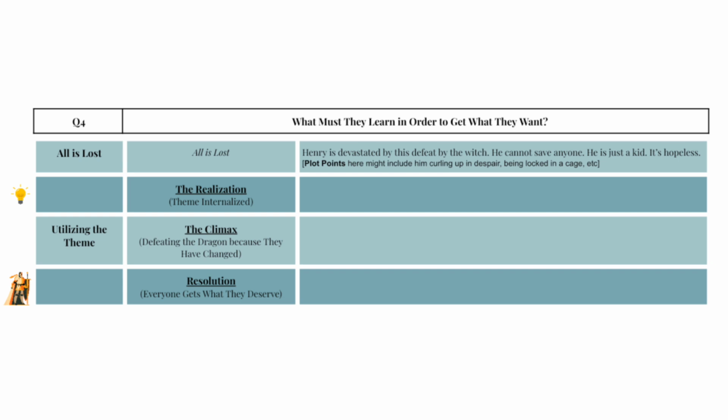So their plan completely failed. They can't save anyone. They can't even save themselves. All is lost. Something needs to happen to push them up out of this dark night of the soul and remind them of who they are. They have to have the realization.